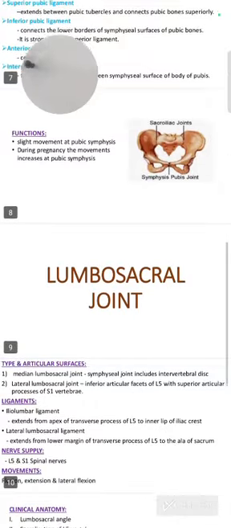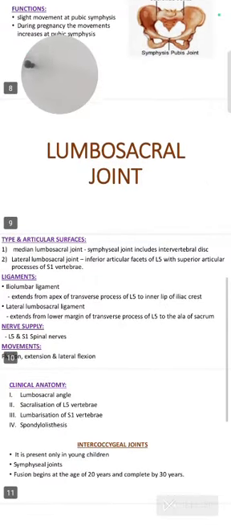And the third joint is the lumbosacral joint. The superior surface of the first sacral vertebra articulates with the inferior surface of the fifth lumbar vertebra. So that forms the median lumbosacral joint. Its superficial joint includes the intervertebral disc.